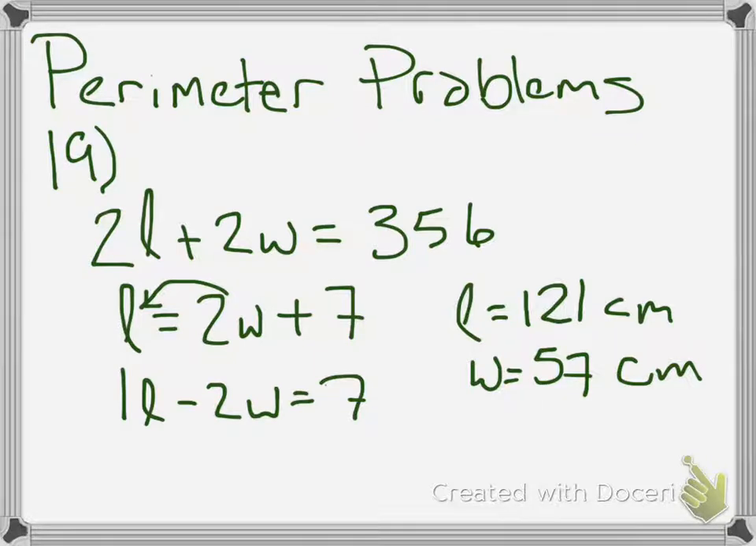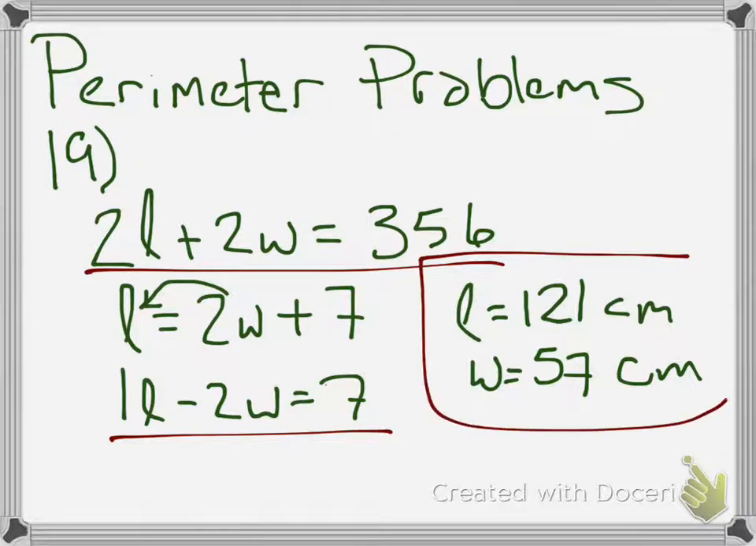And then I could type in this equation and this one: 356, 1, negative 2, 7. Press enter, and I would get an answer of 121 for the length and 57 for the width. In centimeters. I think it was centimeters. Oh, take it back. It was meters. There you go, meters.